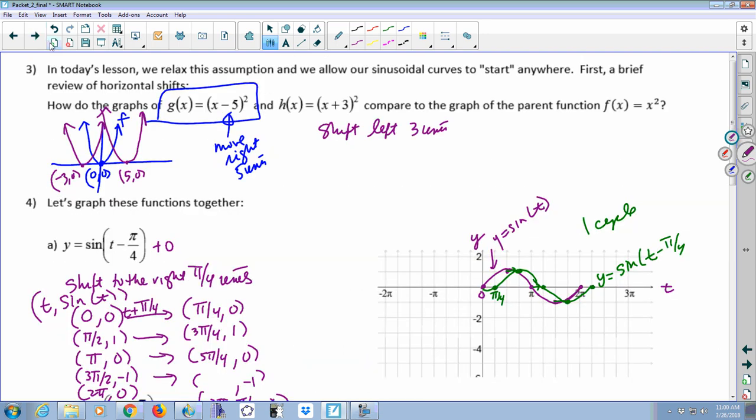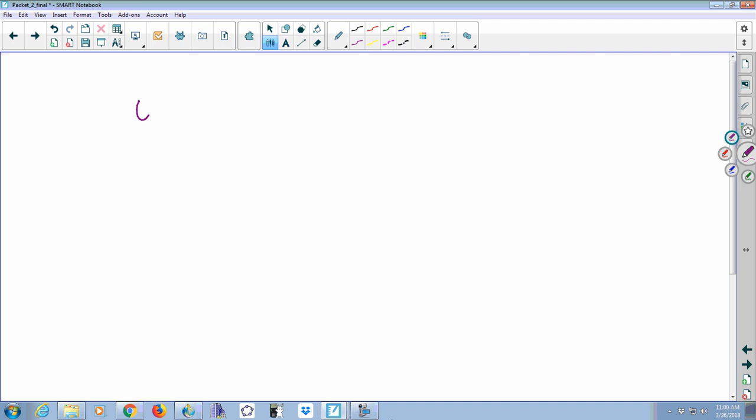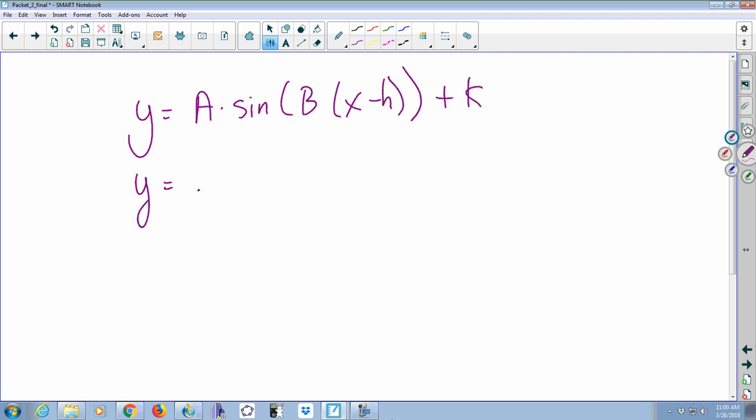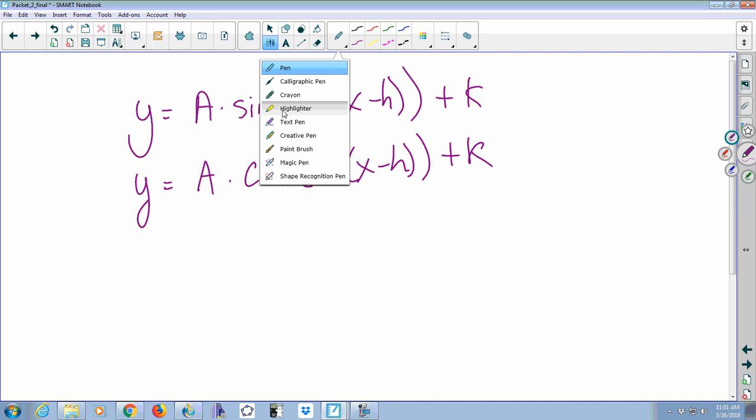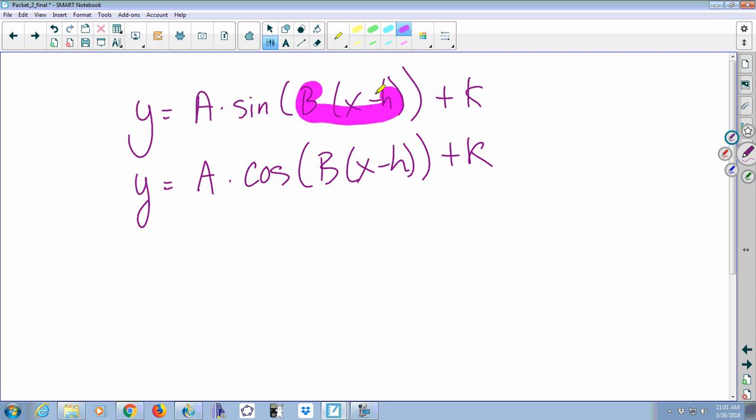Okay, so let's put a blank page. So now all your functions are going to have some form, like I just showed you a minute ago, y equals a times sine of b times (x minus h) plus k, or y equals a times cosine of b times (x minus h) plus k. So now we've just expanded what you saw in your previous lesson so that it has a horizontal shift. But the really big idea here is that this is always in factored form, always in factored form.